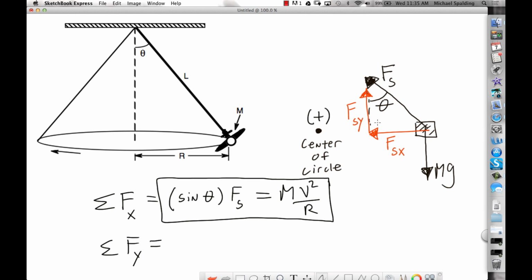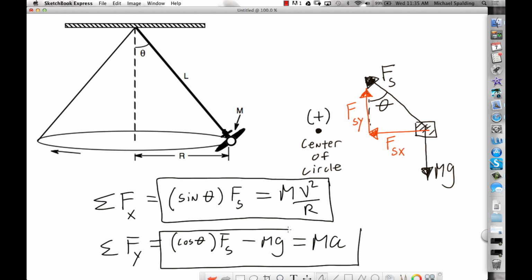In the y direction, we have two forces. We have the force of the string in y and mg. So this is going to be cosine theta times the force of string minus mg. Sum of the forces always equals ma. What's going to happen to this a right here? Is there any acceleration in the vertical? None. So this is just going to be 0.